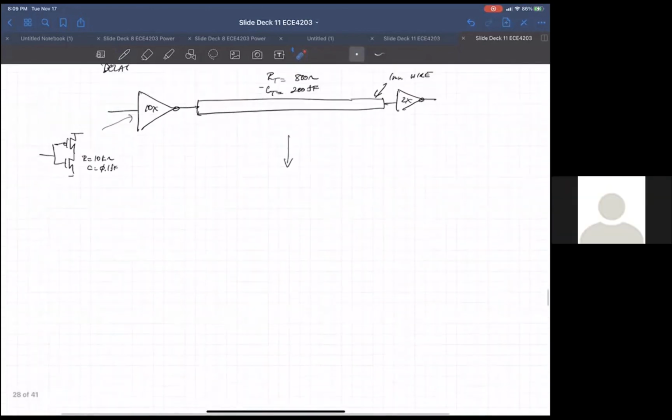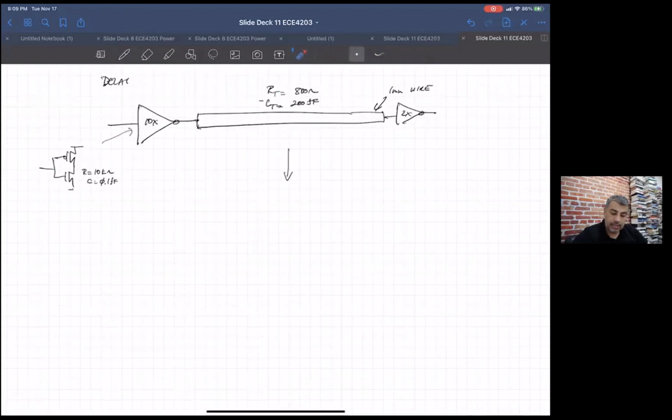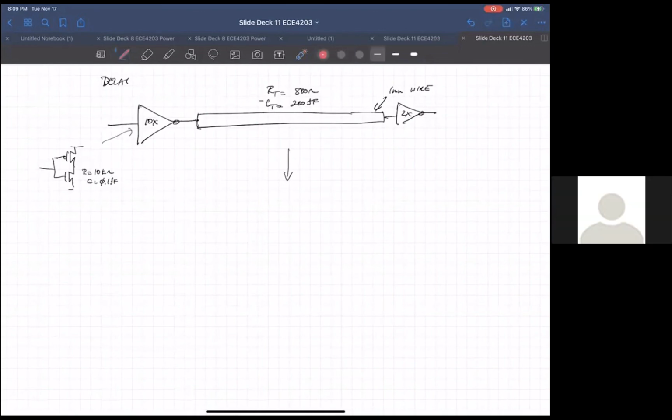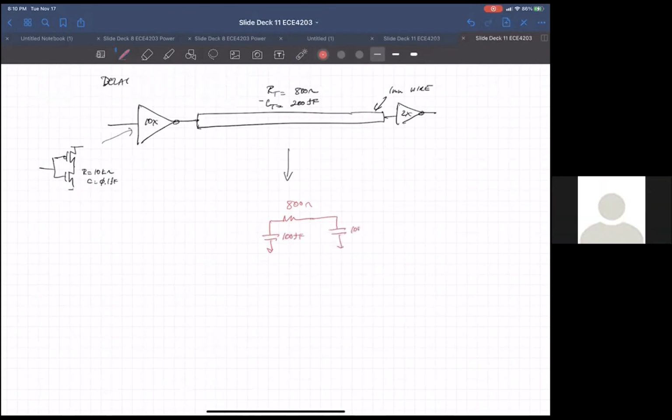You said to make a pi model of the wire, right? So I did that. You already did that? So it's 800 ohms across, right? And then you have the 200 femtofarads capacitance going downward to ground, right? Yeah. So it's 100 femtofarads on each side. That's as far as I got.